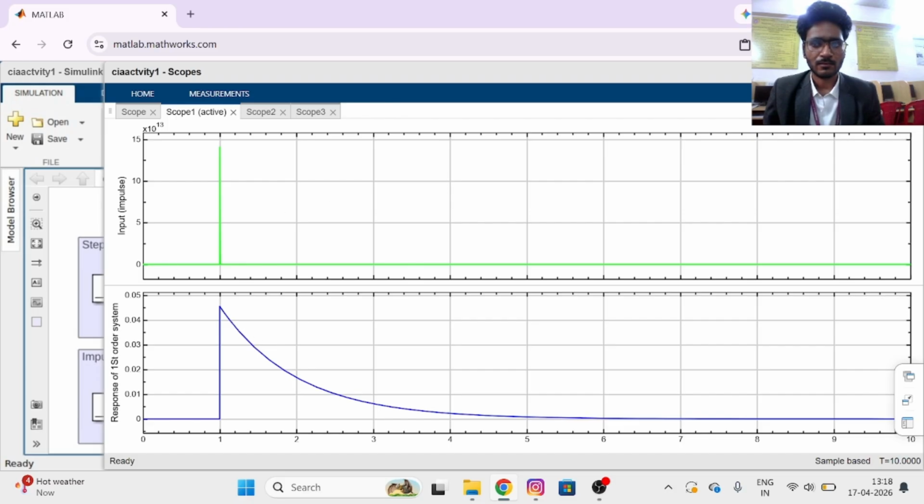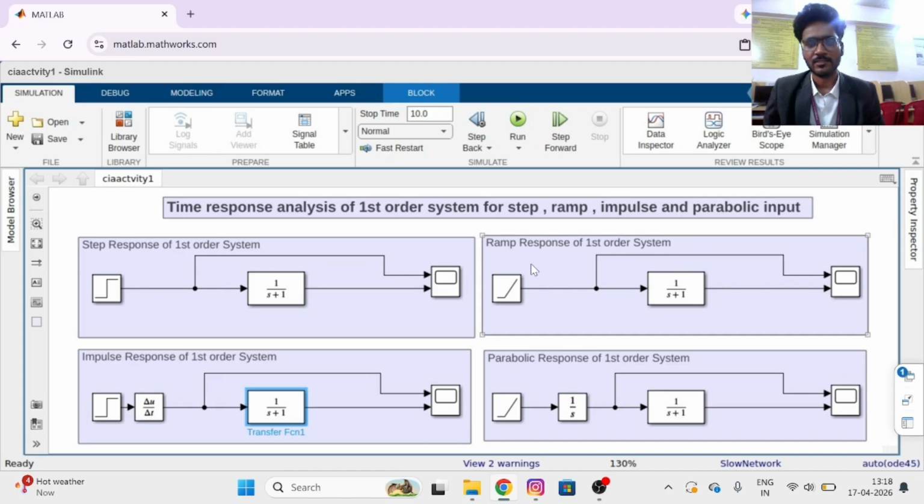Next, we are going to the ramp response of the first order system. For the ramp response, a ramp block is directly available in the library. When this ramp block is connected to the transfer function with a scope, you know that the ramp is nothing but a type of signal whose slope is 1 and which is increasing linearly.